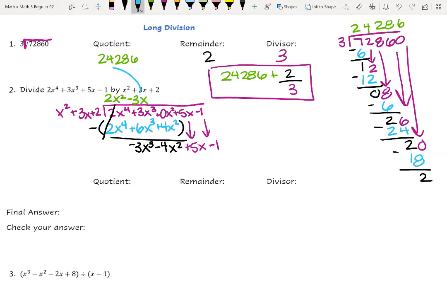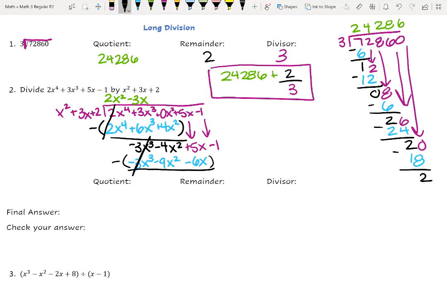So negative 3x times x squared is a negative 3x cubed. My negative 3x times positive 3x is a negative 9x squared. And my negative 3x times 2 is a negative 6x. Okay, so I distributed. Next up, I have to subtract this whole thing. All right, so anything minus itself is 0, which is good. That was kind of the whole point.